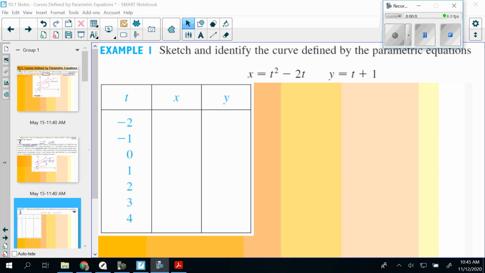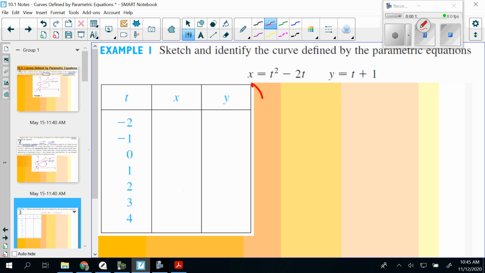We're going to look at an example of a parametric equation here. So they want us to sketch and identify the curve that is given by these two parametric equations. Notice both our functions for x and y depend on some other parameter, which is t here. So what we're going to do is set up a table. T is our input variable, and both x and y will be our output values.